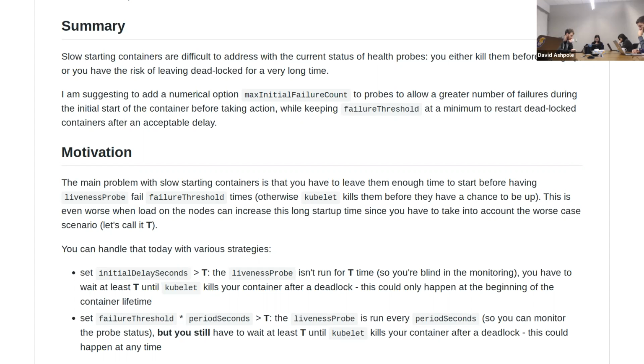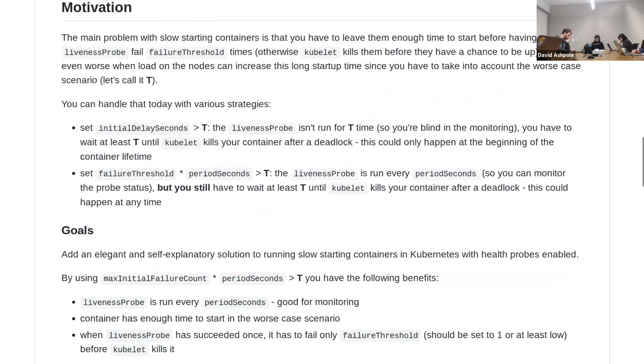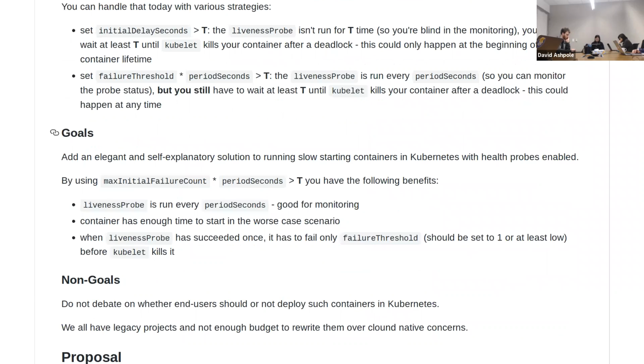So basically, with today's initial delay seconds, you feel like either you have to add a really long delay for the startup, or it's just not enough delay, especially in a resource starvation situation. And so then Kubernetes mis-kills your workload. Yes, exactly.